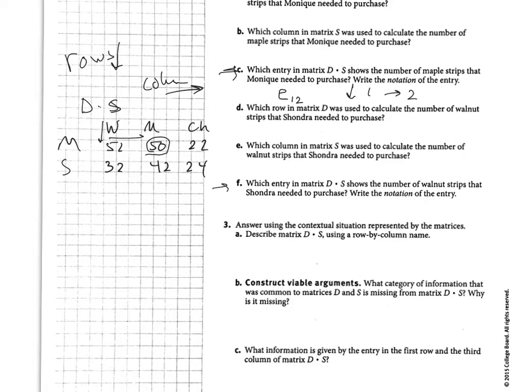Let's take a look at F. Which entry in matrix DS shows the number of walnut strips that Chandra needs to purchase? Write it in notation. So here we're looking at Chandra and walnut. We're right here. So we went down 2 over 1. You have to count that first position. So that was down 2 to the right 1.